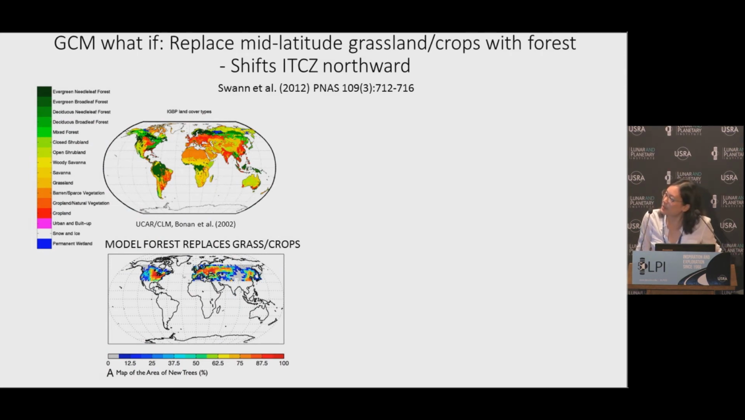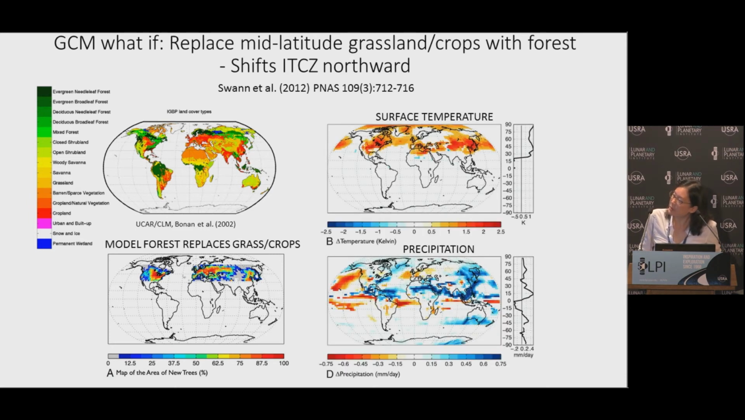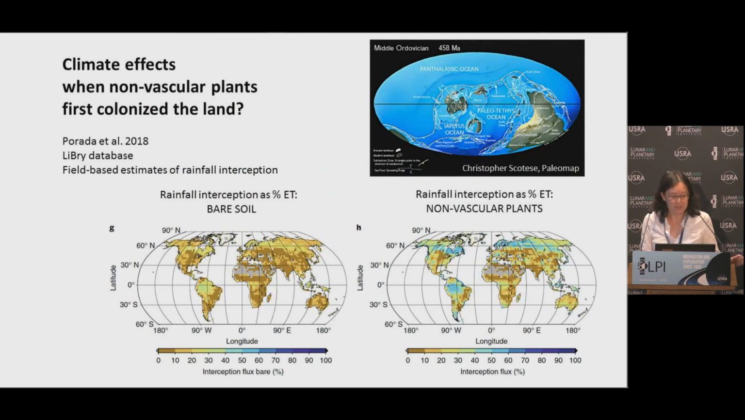Here's a nice study that shows more cleanly what happens if you replace mid-latitude grasslands with forests. This was done by Abigail Swann. What she found is you get warming in the higher latitudes because the forests absorb more radiation, and the system has to export the heat back southward. This shifts the Hadley circulation, and you get more precipitation northward and drying in the southern boundary of the Amazon. This actually seems to explain some phenomena in paleoclimate scenarios, which we'll go to next.